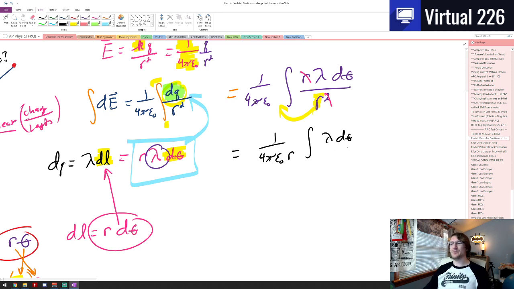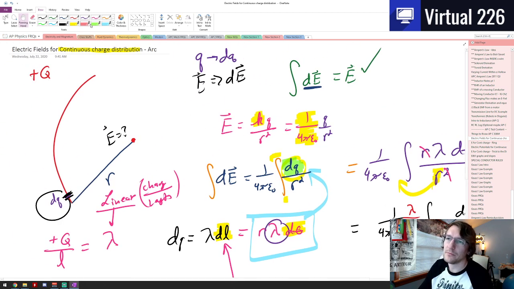And if you're looking at this, you might think, well, that's kind of a weird thing to integrate. It's just d theta, because this lambda is a constant too. This lambda should actually be pulled outside, right? Because we have a uniform charge distribution, that lambda is going to be pulled out here. If that was non-uniform, then things would get weird, and that's for college. But it's just an integral of d theta. That seems a little easy, right? Well, there's one little catch here.